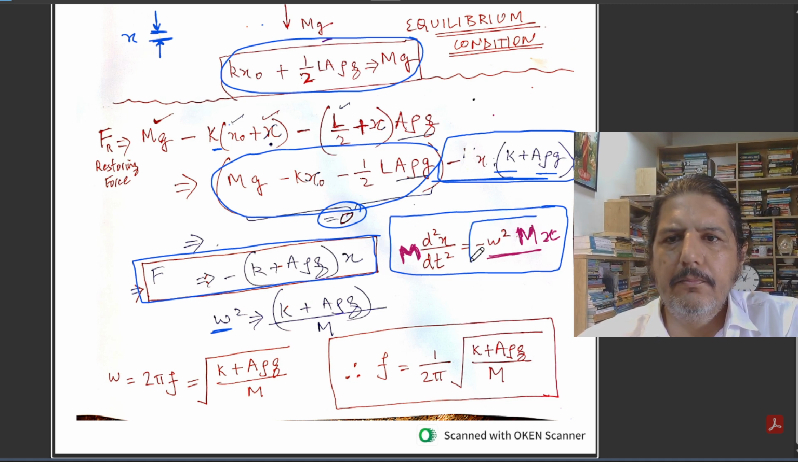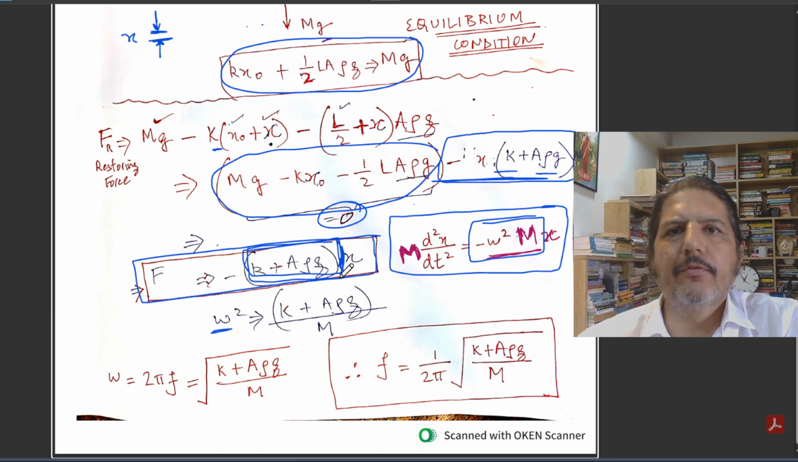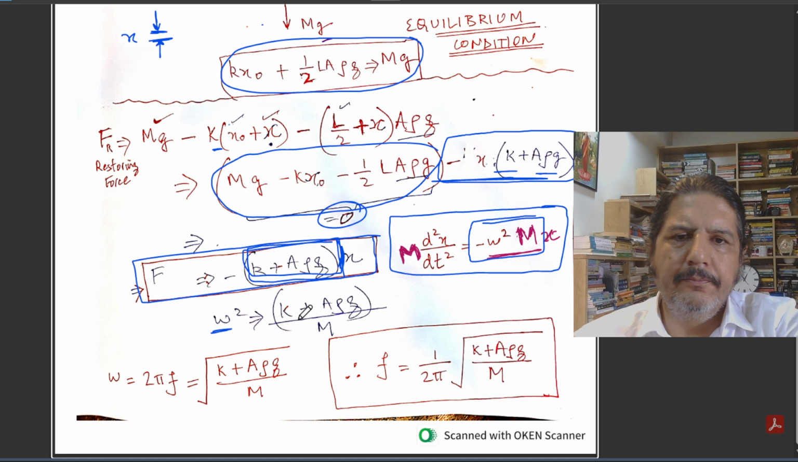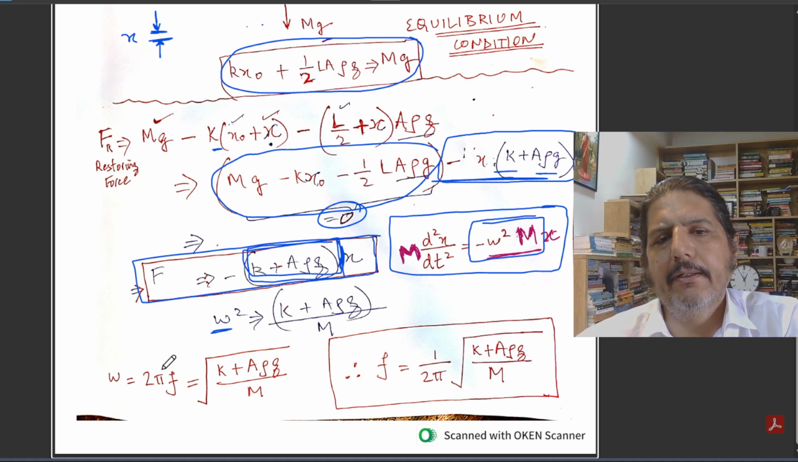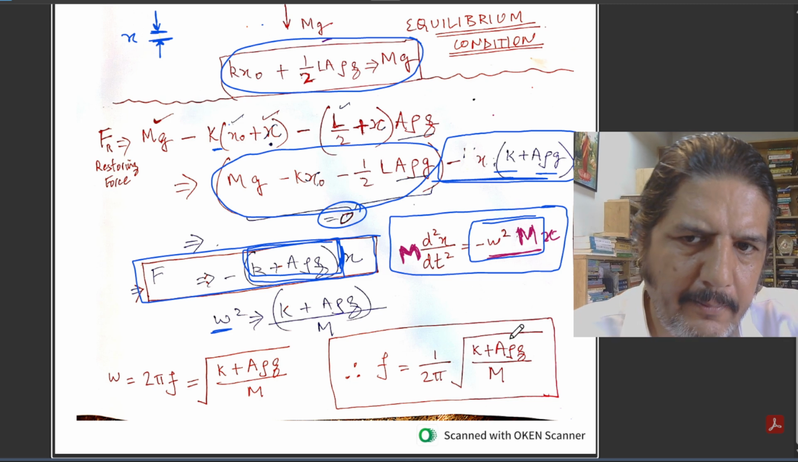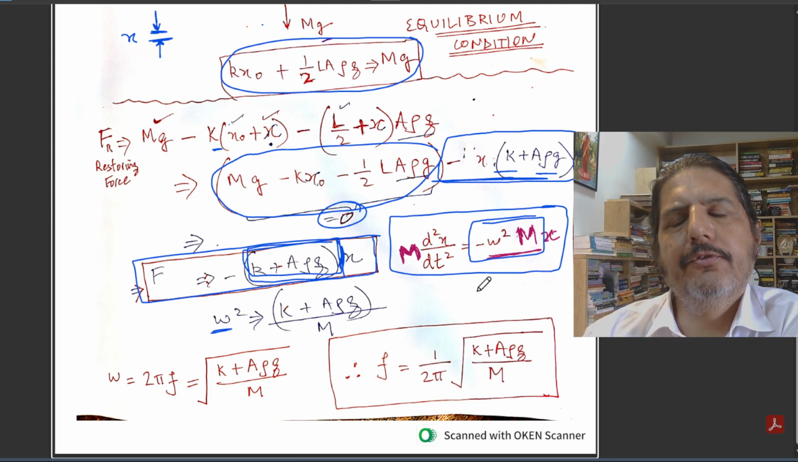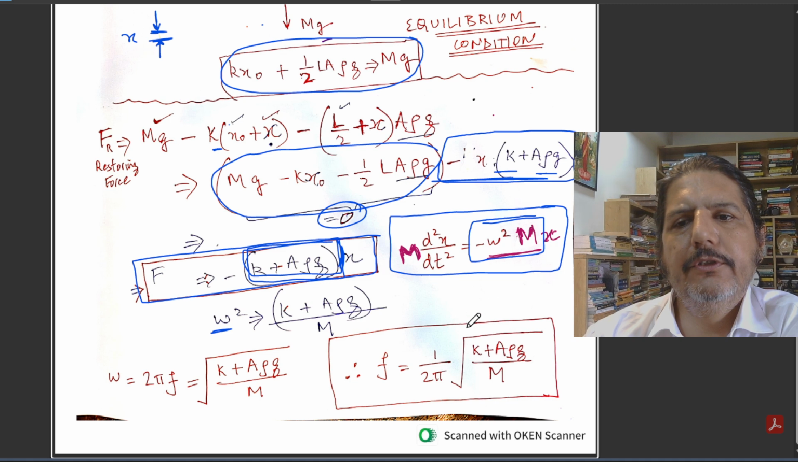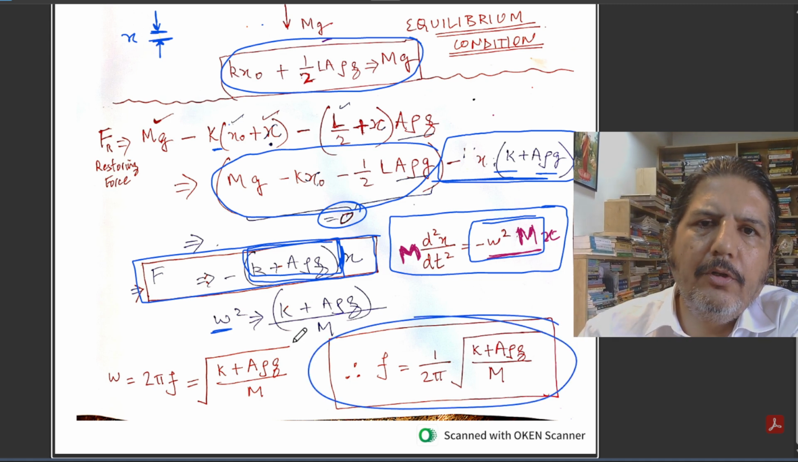Then you compare these two parts, and you get omega square is equal to k plus A rho g upon m. The minus will get cancelled, and finally omega is equal to root of k plus A rho g upon m. Since omega is equal to 2 pi f, you get f is equal to 1 upon 2 pi times root of k plus A rho g upon m. Now I know k, the area of cross section, rho, g and the mass.